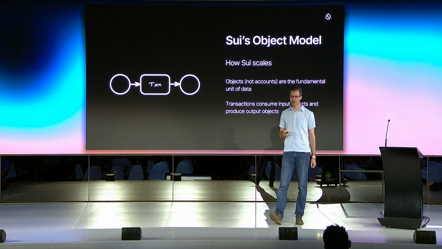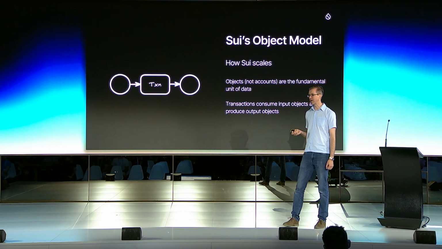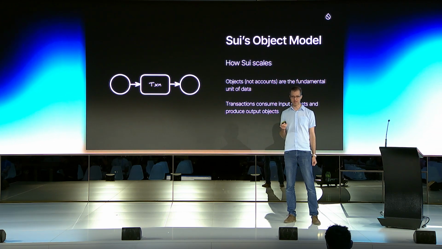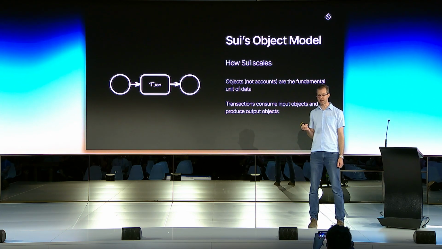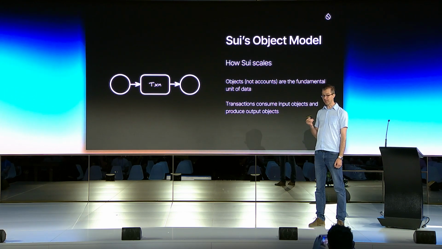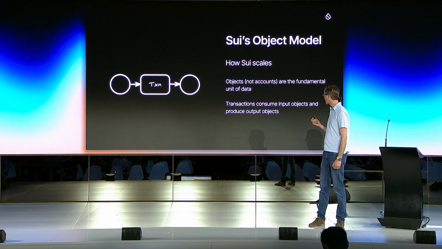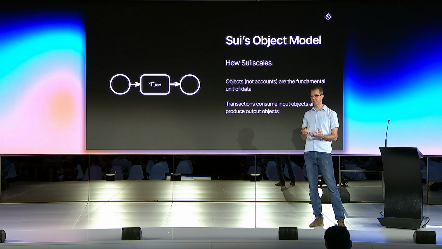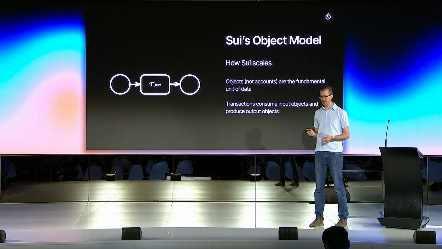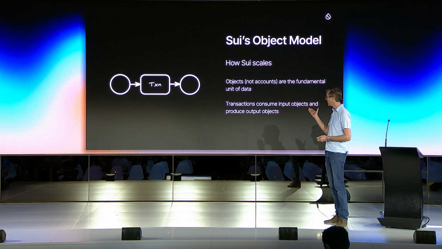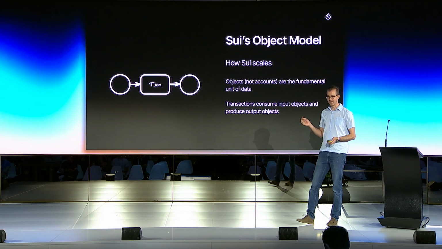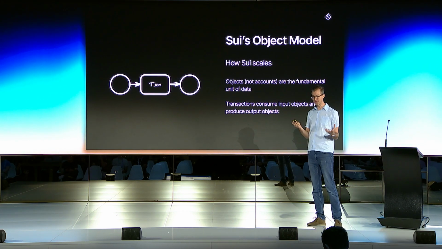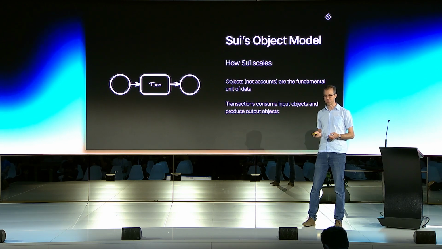Okay, so I want to do a very quick review of the object model of Sui. This might be old news to a lot of you, but if you're new to Sui, it's very important to understand this. This is really how Sui scales. Unlike on many other blockchains, objects rather than accounts are the fundamental units of data. Transactions on Sui consume objects and produce new objects. So if you want the simplest possible image in your head of what a transaction is doing, it's taking an object at one version, which is this circle on the left, consuming it, doing some computation, and spitting out a new version of that object.